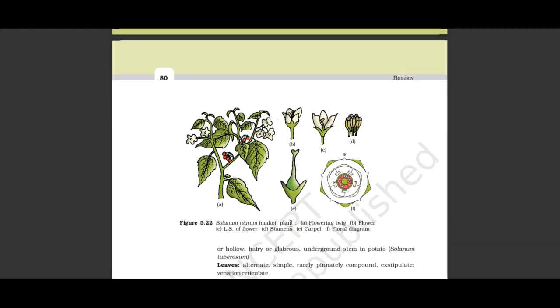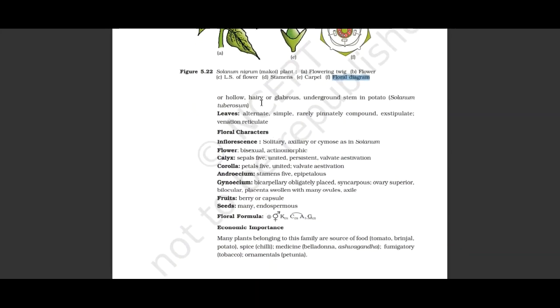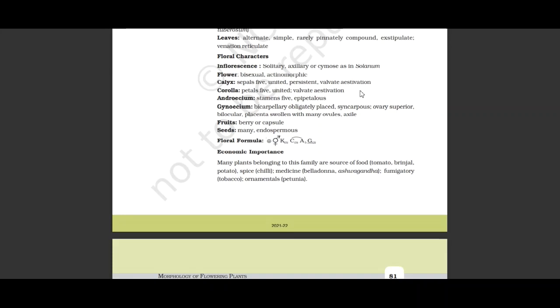Solanum nigrum, makoy plant, is an example of family Solanaceae. Here they have mentioned the flowering twig, flower, longitudinal section of flower, stamen, carpel, floral diagram. You have to remember the floral diagram. Underground stem is potato, Solanum tuberosum. Leaves alternate, simple, rarely pinnately compound, exstipulate, venation reticulate.